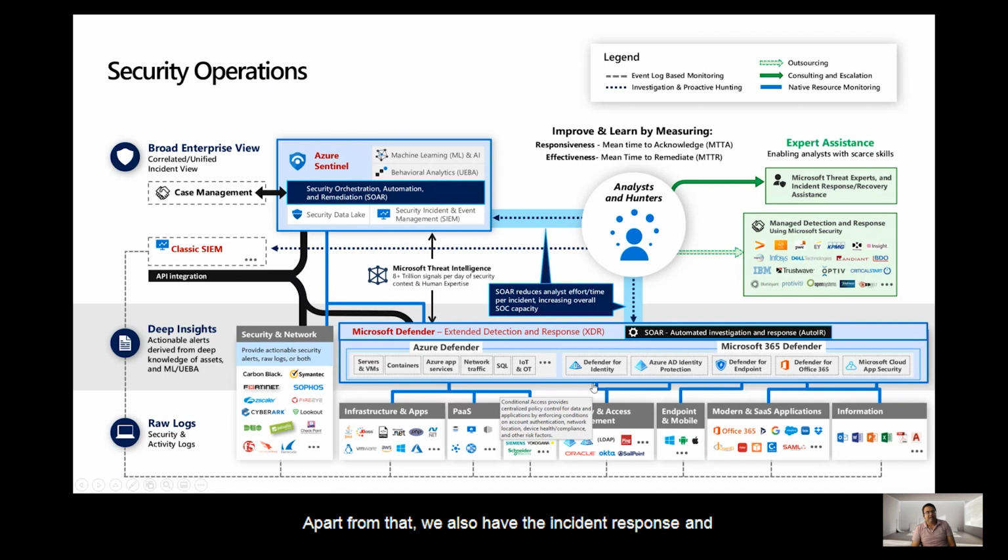Apart from that, we also have the incident response and recovery service, which is powered by our services team and DART team, which can come to your support in case of a situation like a compromise. And apart from that, there is a vibrant ecosystem of Microsoft managed security partners. The list which you're seeing is very small. There is a large, vibrant ecosystem of capable security services partners, which can really help you manage your SOC, and that's also available.